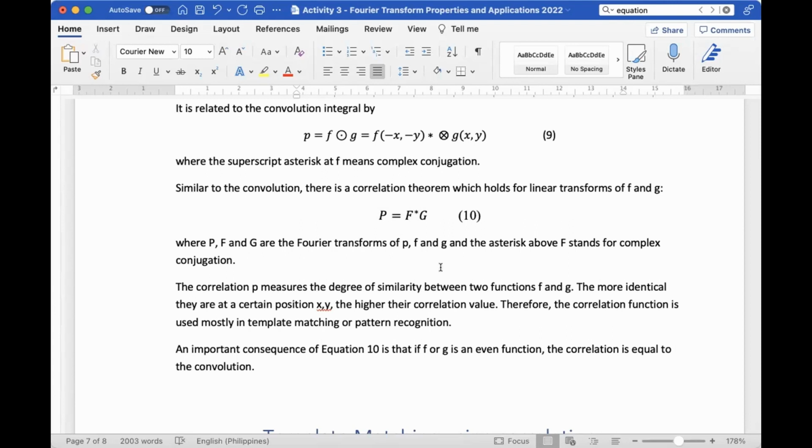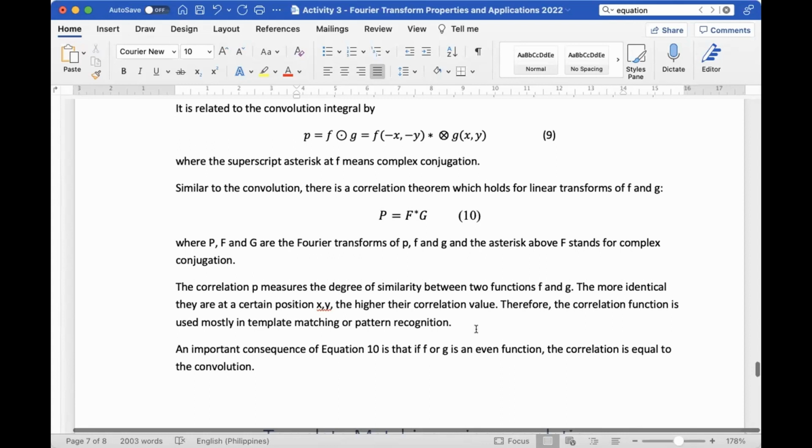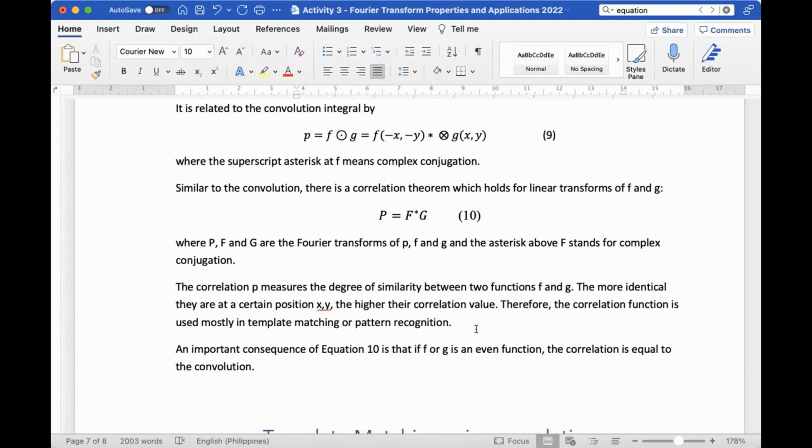Ang hinahabol niya naman is kung magkahawig ba sila. Okay? The image that will come out after you correlate would be, hindi siya mukhang image, mukha siyang peaks. Nagpipeak siya, tumataas yung value niya pag saktong-saktong kamukha ng F, yung G, dun sa location na yon. Okay? So the correlation P measures the degree of similarity between two functions F and G. The more identical they are at a certain position X, Y, the higher their correlation value.